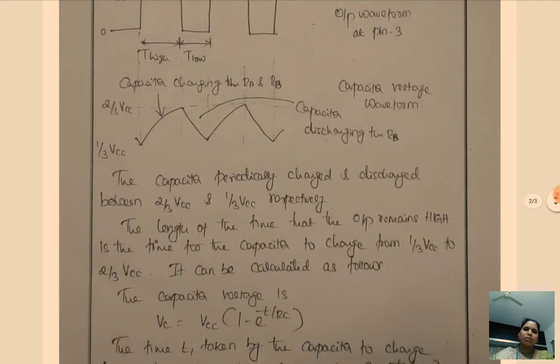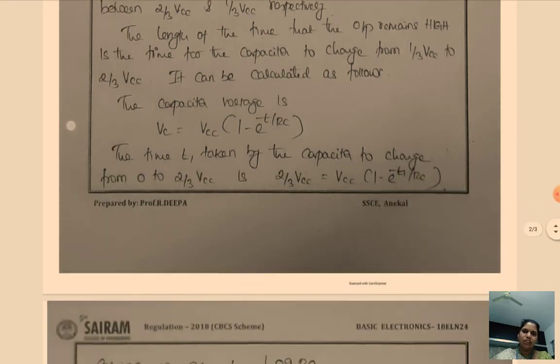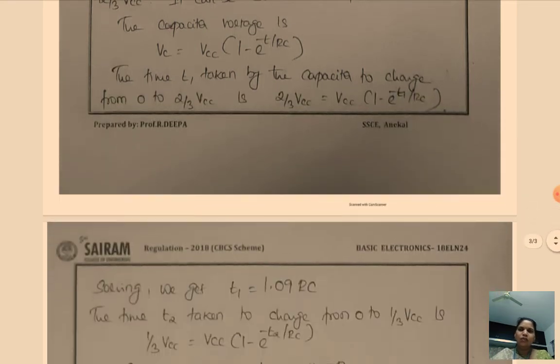And the capacitor periodically charges and discharges between 1/3 VCC and 2/3 VCC, and the length of time that the output remains high is the time for the capacitor to change from 1/3 VCC to 2/3 VCC. We can calculate this as follows. As you know, the voltage across the capacitor is calculated using this equation: VC is equal to VCC times (1 minus e to the power of minus t divided by RC).